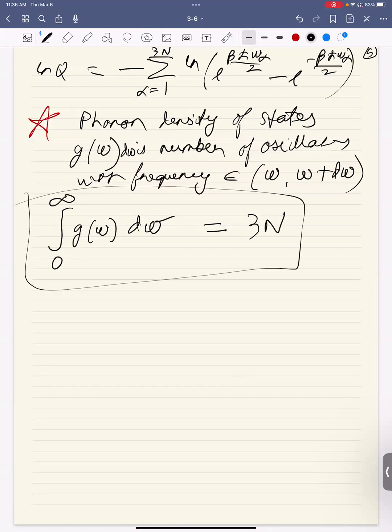This is obvious or not obvious. You're not going to be anywhere in the middle. Either you will be like, why is he saying this again and again? I know, of course it makes sense. Or you'll be like, I have no idea what's going on. Okay, so this is true because the total number of oscillators is 3n.